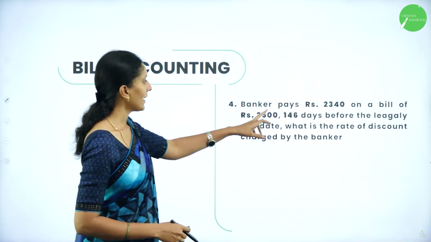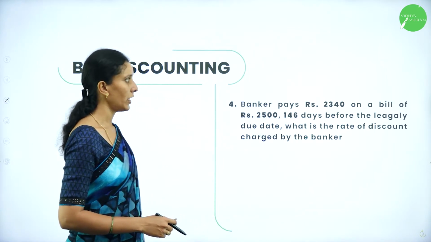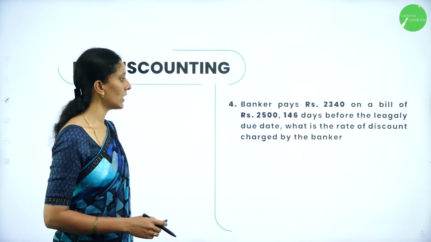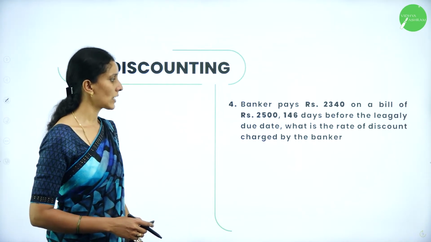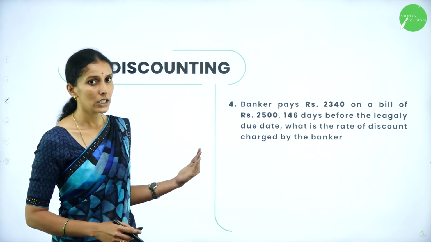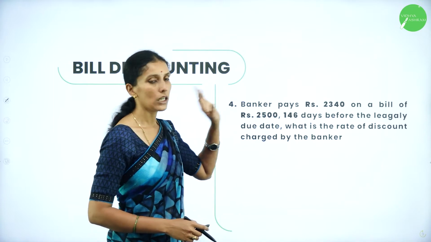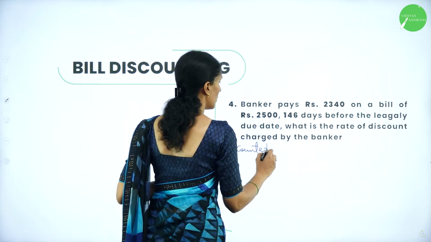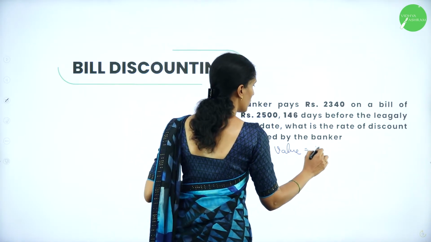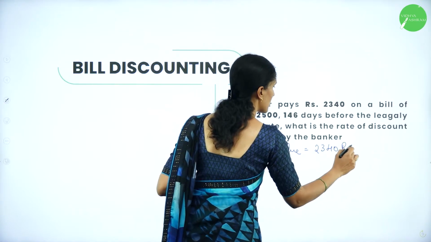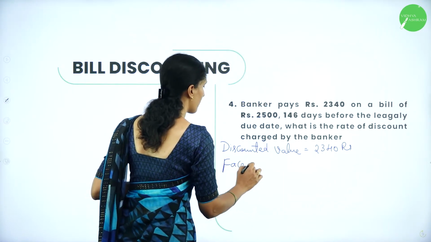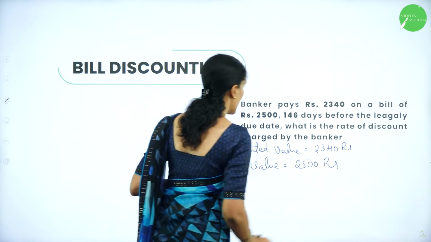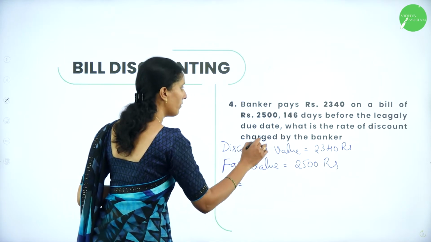Next question. Banker pays rupees 2,340 on a bill of rupees 2,500 146 days before the legally due date. What is the rate of discount charged by the banker? As we did the second problem, same problem, but here the number of days is different. So what is given? Discounted value is given. So my discounted value is 2,340 rupees. Next, face value is given. How much? That is 2,500 rupees. Next, time is given. That is 146 days.